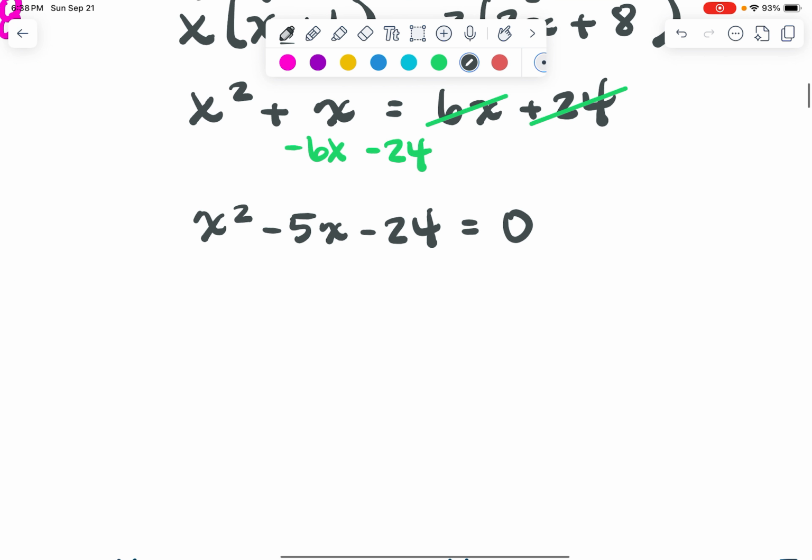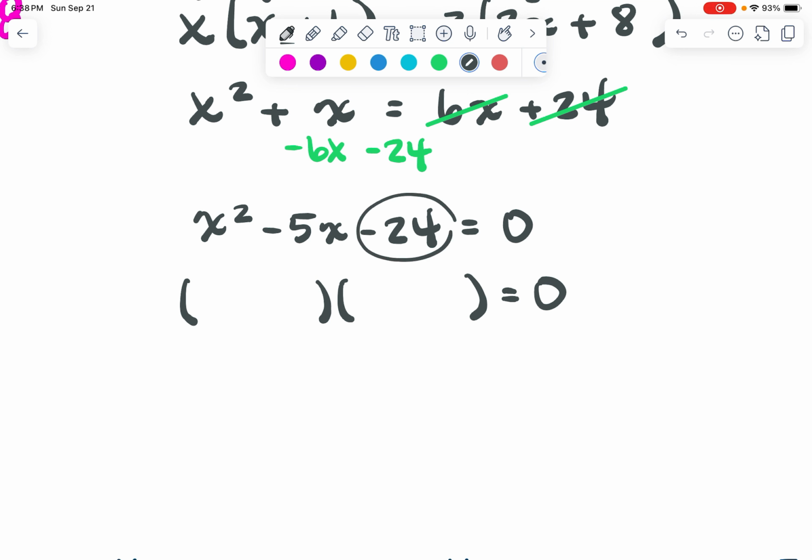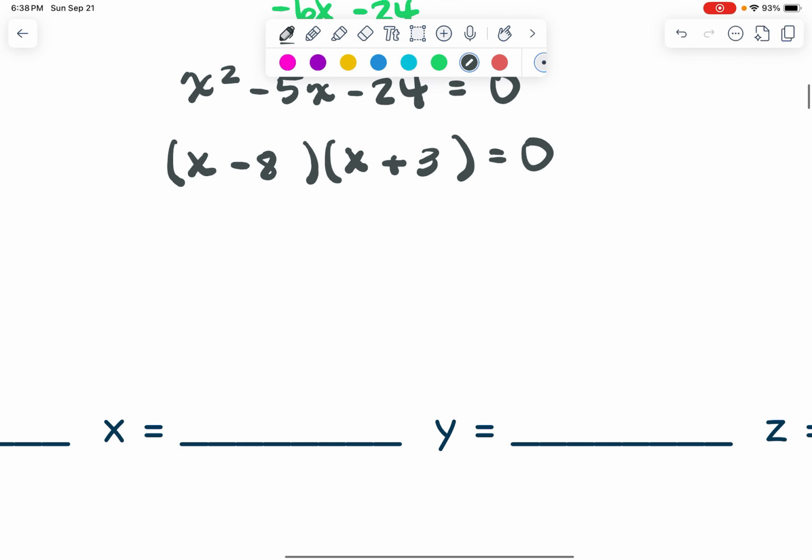Luckily, it's a pretty simple quadratic because there is no a in the front, so you can just hop right to your factors. You don't have to do factoring by grouping. I'm looking for the only two numbers in the world that multiply to give me negative 24 but add to give me negative 5. And that's going to be negative 8 and positive 3. So there are my factors. You can, of course, go to your calculator and have it help you with that if you need to.